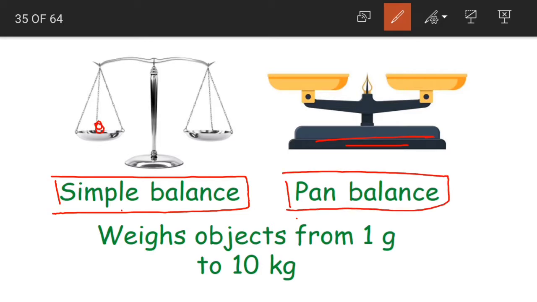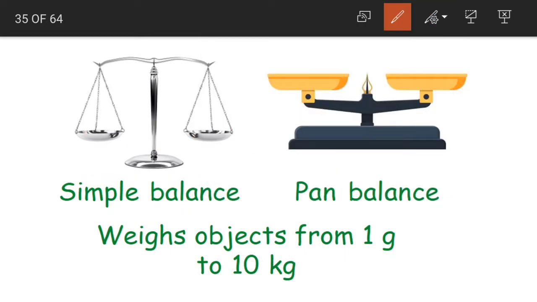In one pan we put the weight, and in the other pan or plate we put the vegetables or the objects that we want to weigh. Children, when this weight is equal to the weight of the vegetables or the objects, then this will be balanced. It will be in a straight line. What do we do in the balance? We put weight in one plate.